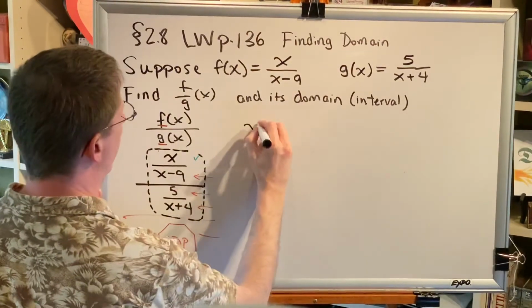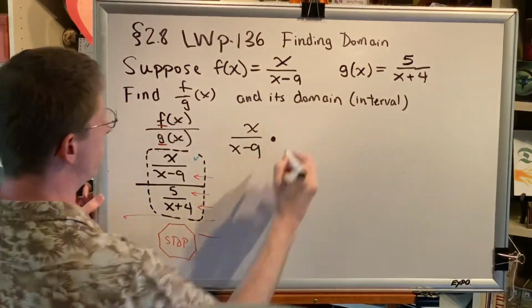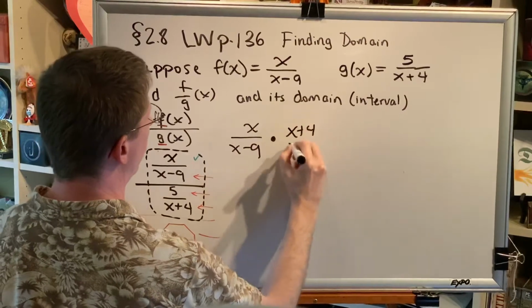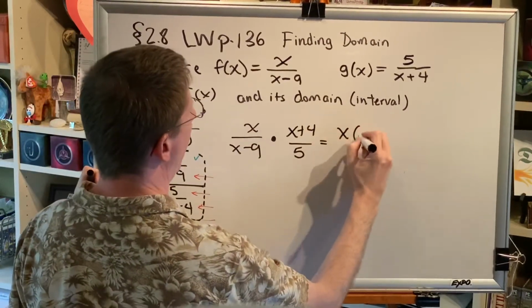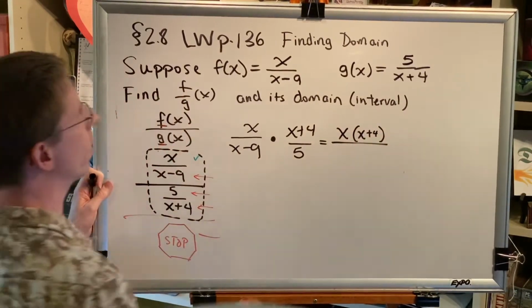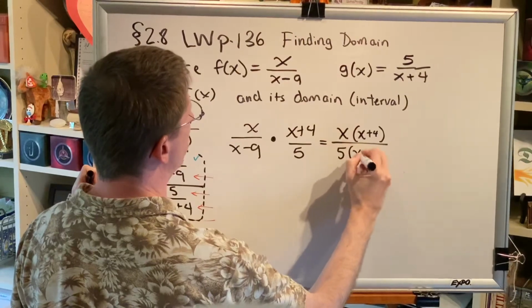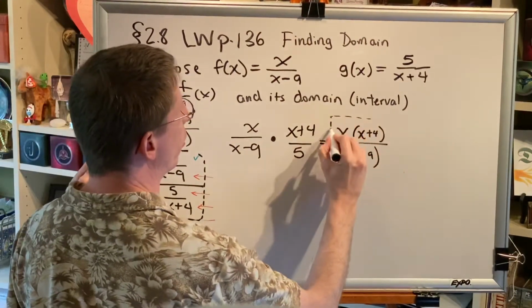We would have x over x subtract 9 times x plus 4 over 5. Putting this together, we would have x times x plus 4, note the use of parentheses around the x plus 4, over 5 times x minus 9. This would be your answer in factored form.